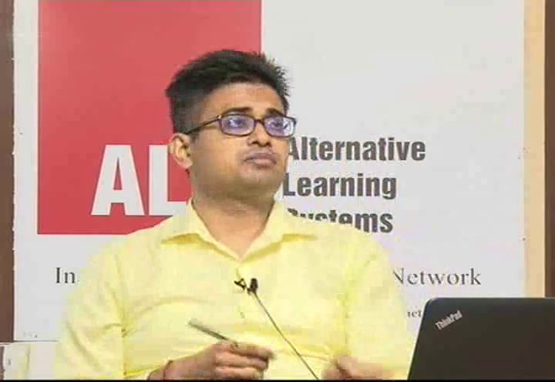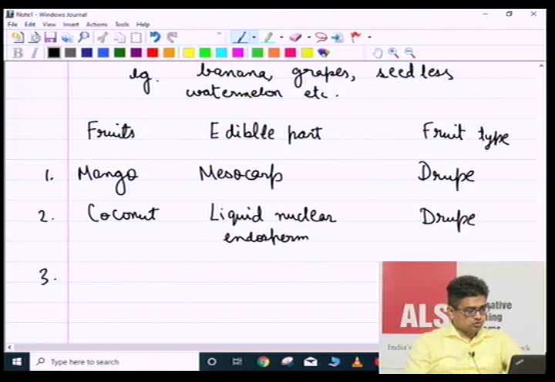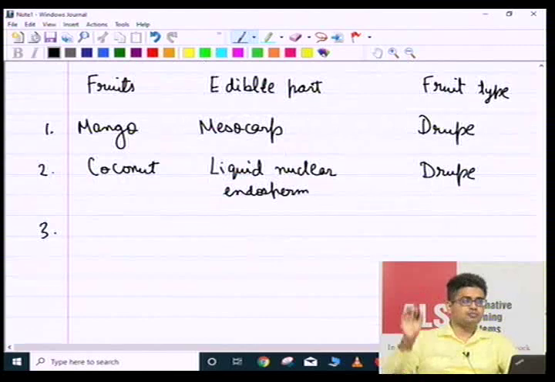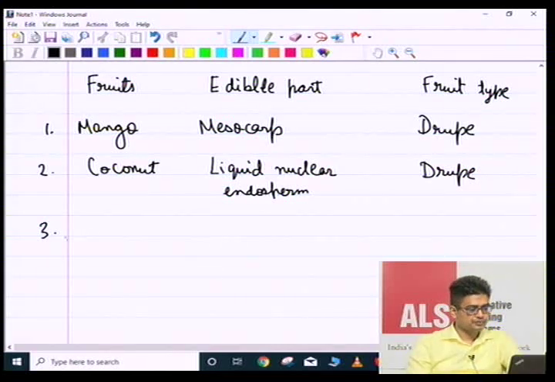Okay, now one more example. Look, there are a lot of examples. What I can do is give you a separate sheet for this, and then you can complete this. So I'll give you homework. If you're not able to complete it, I'll complete it for you. I will write some fruits and you'll write the edible part and their fruit type. The difficult ones I will write for you.